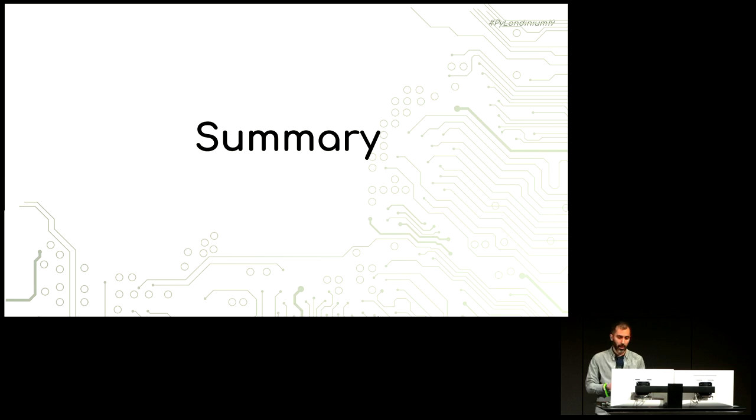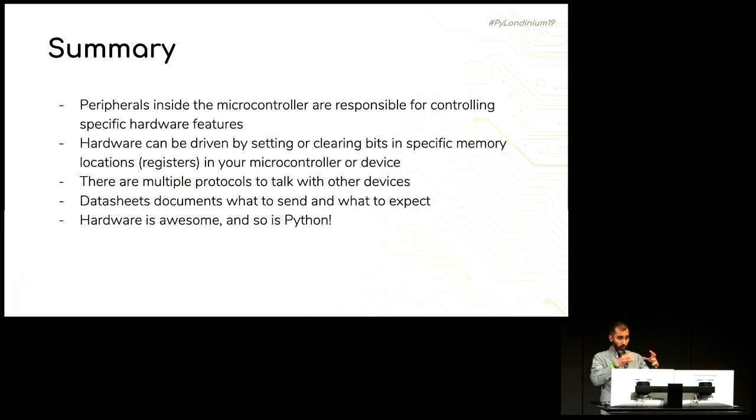Right, OK. So in summary, we've learned that there are peripherals inside your microcontroller. Those are the things that control the hardware features. We have seen that your Python code cascades down the software stack, and it writes and reads registers from these peripherals to do something with the hardware. We have learned a little bit about the different protocols that we can use to talk from your microcontroller to your device, and that there's quite a few different options.